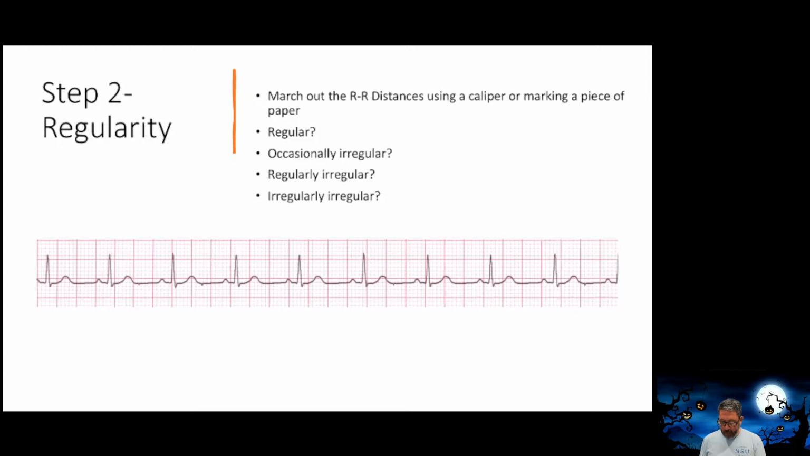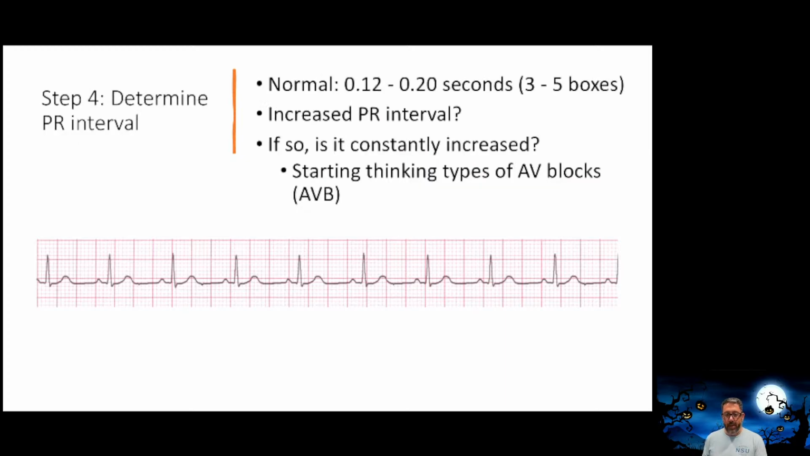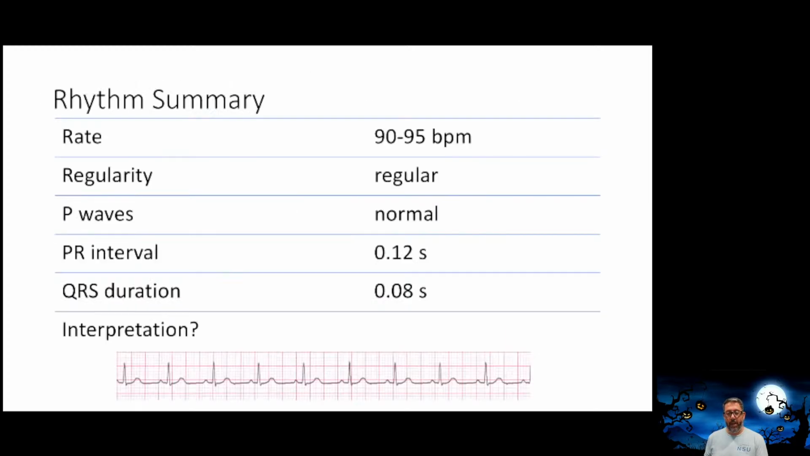Regularity, we talked about that before. Again, is it occasionally irregular? That's your sinus arrhythmia. Regularly irregular, that sinus arrhythmia can do that as well. Irregular is AFib. This can also be a flutter as well. Again, P waves, how are they looking? Complex, wide, whatever.